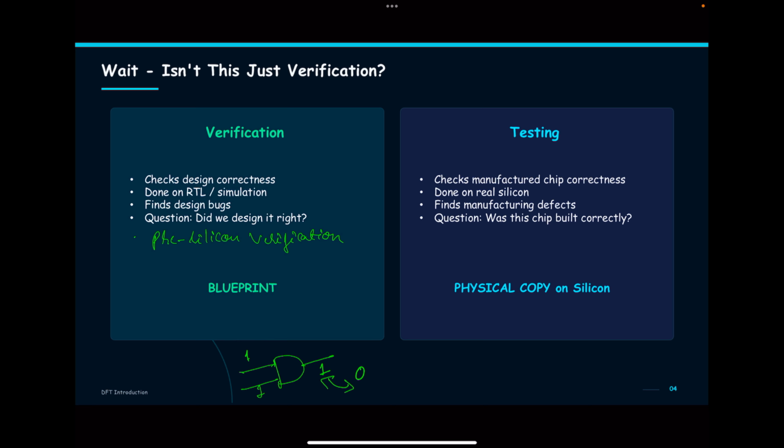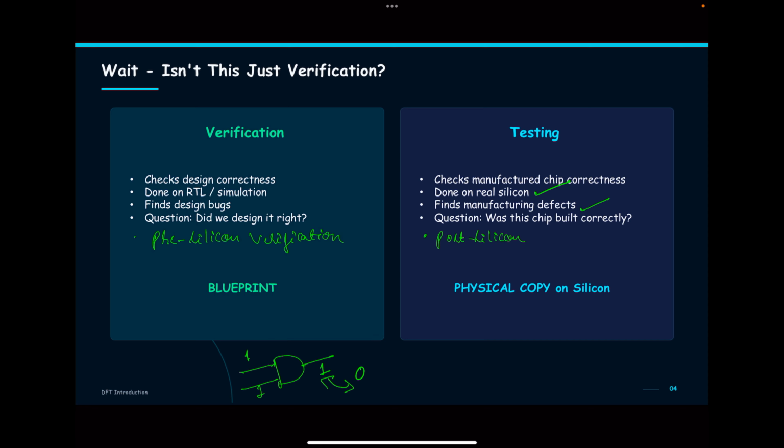Now let's look at the same situation from a DFT or testing point of view. After the chip is manufactured, we apply test patterns through the ATE, that is, automatic test equipment. If the manufactured chip responds correctly to these patterns, it gives us confidence that the silicon does not contain any physical manufacturing defects. This is post-silicon testing. It happens on the real silicon, and whatever defects we find come from the manufacturing process.